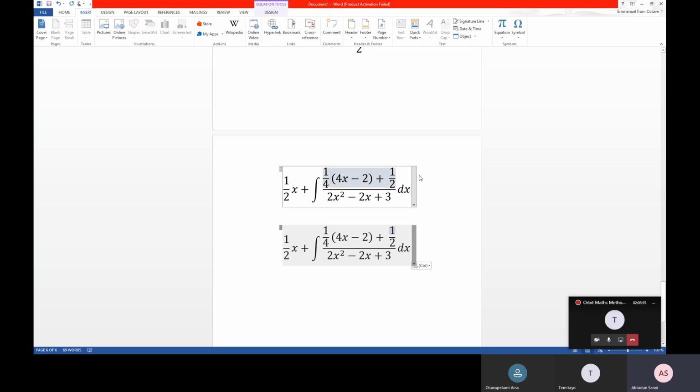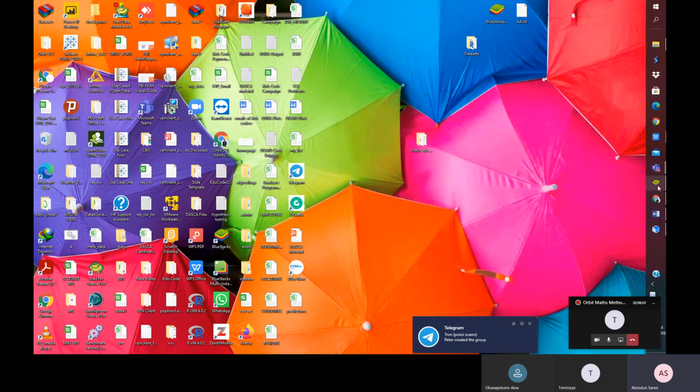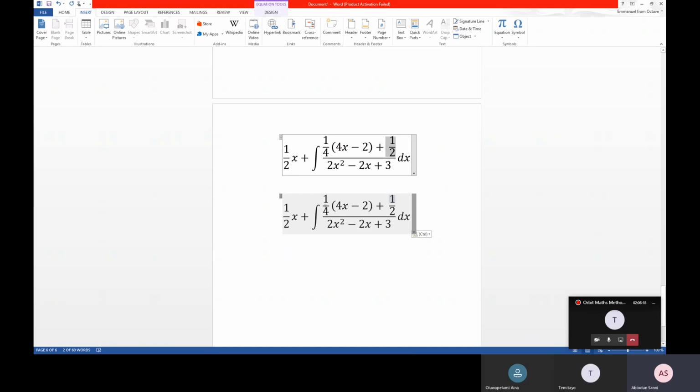We have to separate this guy. So what do I mean? That's why I came to the drawing board here, to say, okay, a plus b over c is the same as a over c plus b over c. So what we're going to do is, half of 4x minus 2 is our a in this case. Then this other one is our b. So we're going to separate this. We are going to have 1 over 4 times this all over the denominator. So I'll remove this half part here.